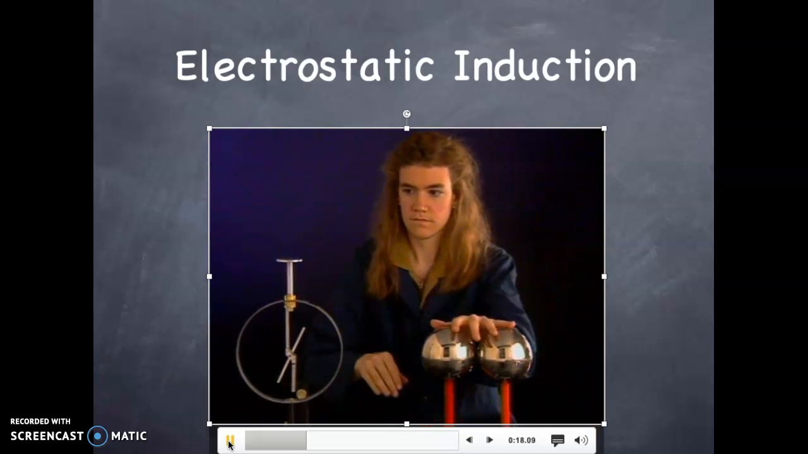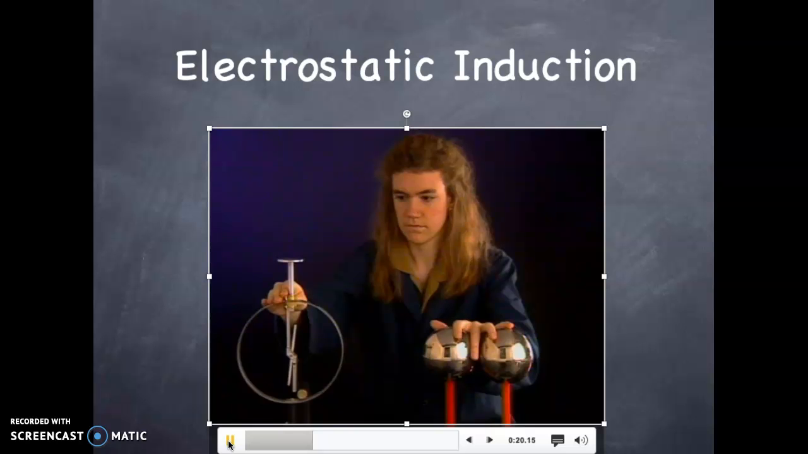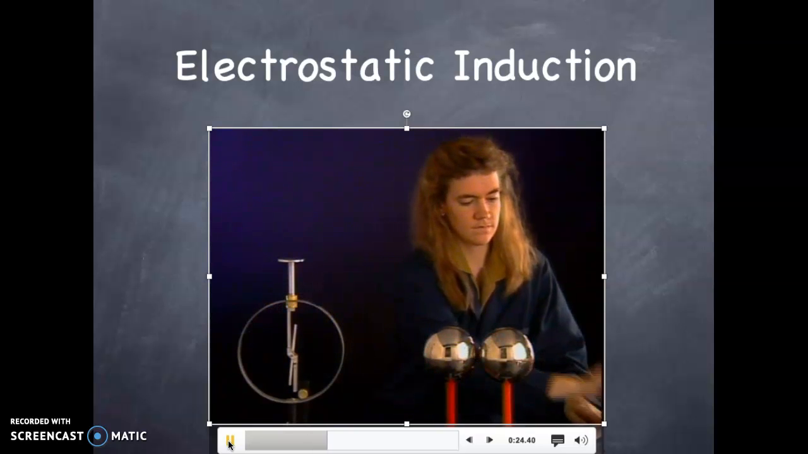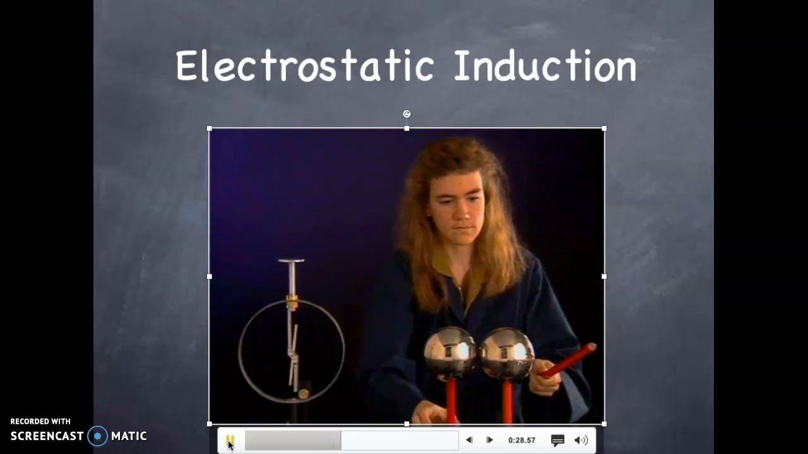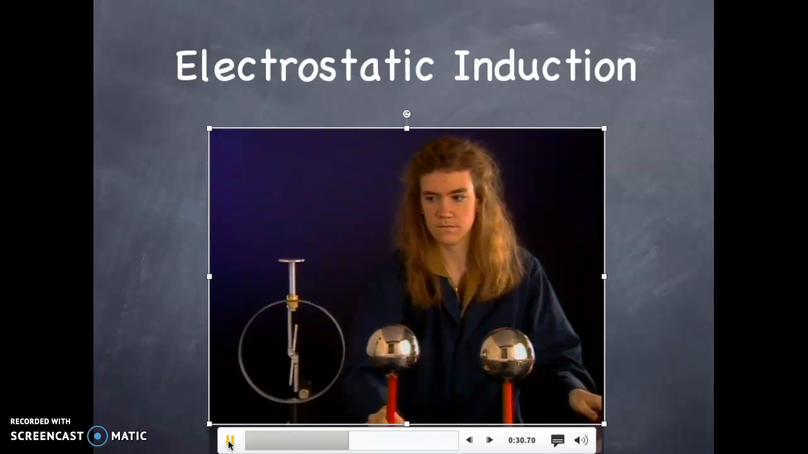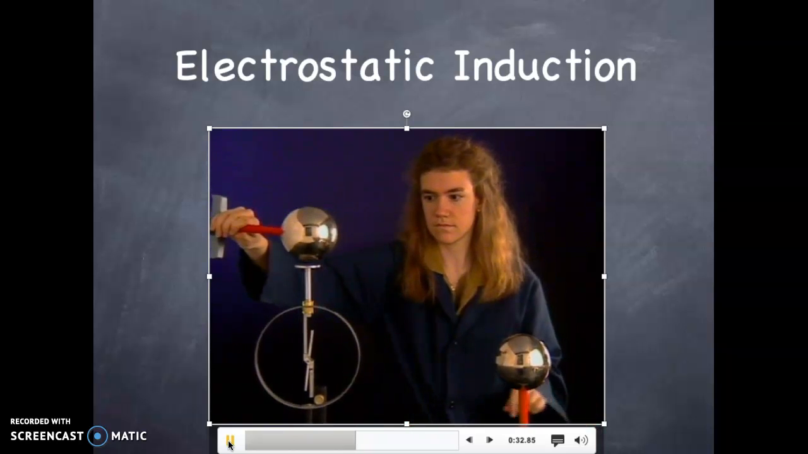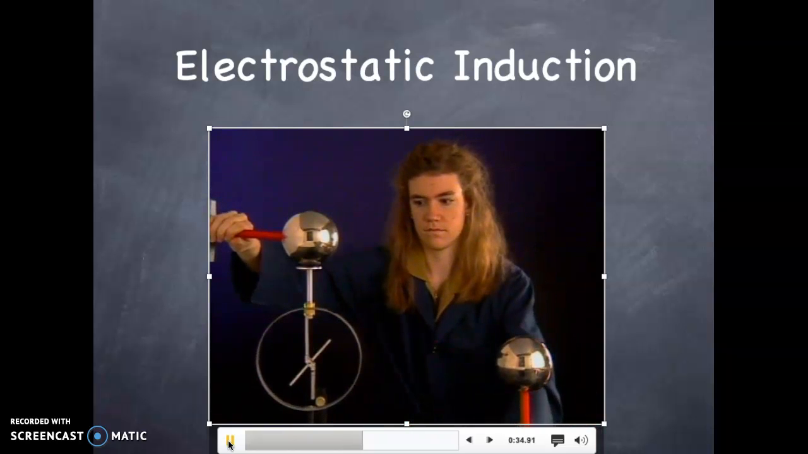Now we'll start with both spheres neutral. The spheres are placed in contact with one another. The negatively charged rod is brought near but not touching one of the spheres. The spheres are separated and the rod is removed. When one of the spheres is touched to the electroscope, the scope deflects. What will happen if we touch the other sphere to the electroscope as well?